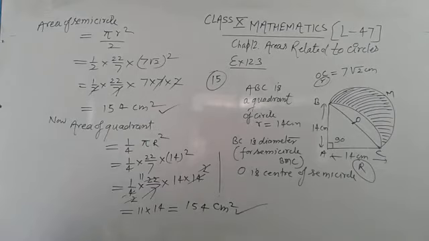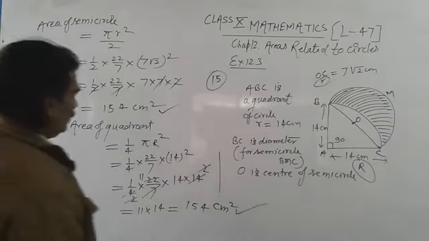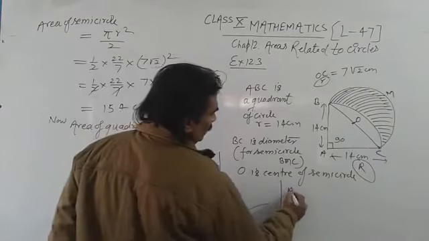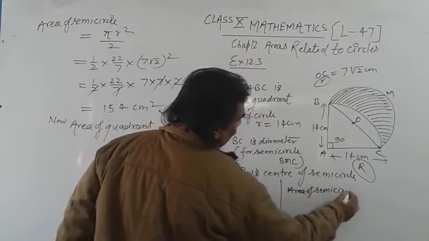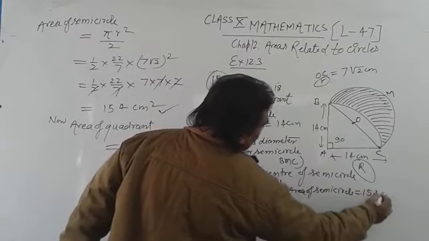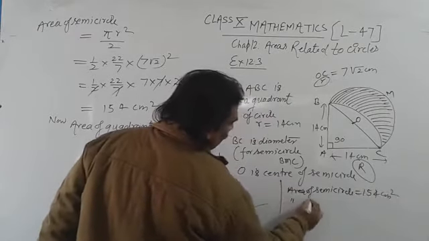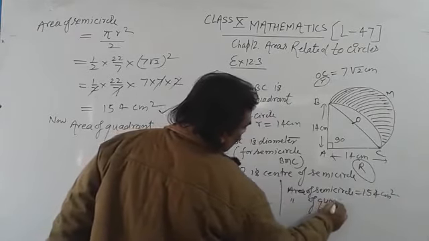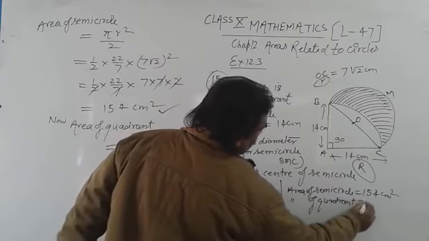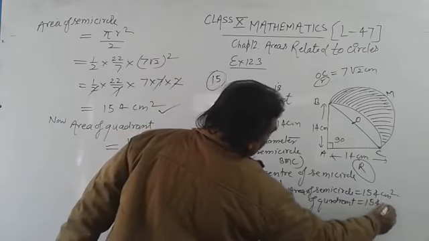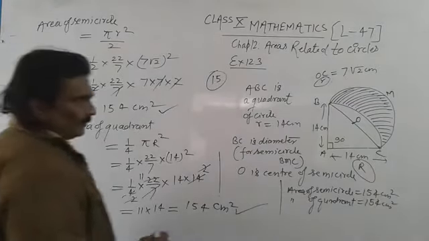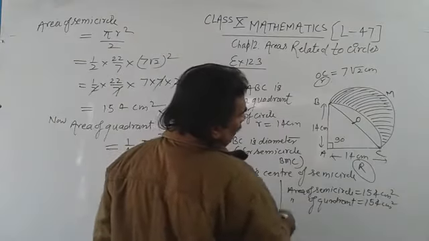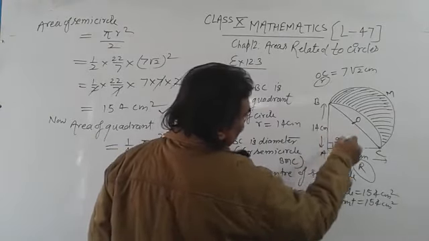So now students, we will write here: the area of the semicircle is equal to 154 centimeter square, and the area of the quadrant is again 154 centimeter square. Both are the same. Now we will find the area of this triangle.